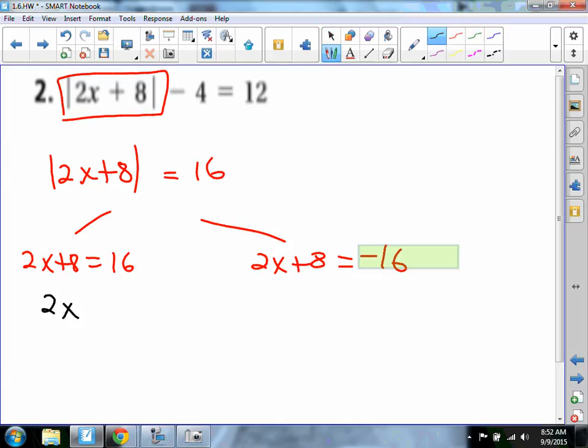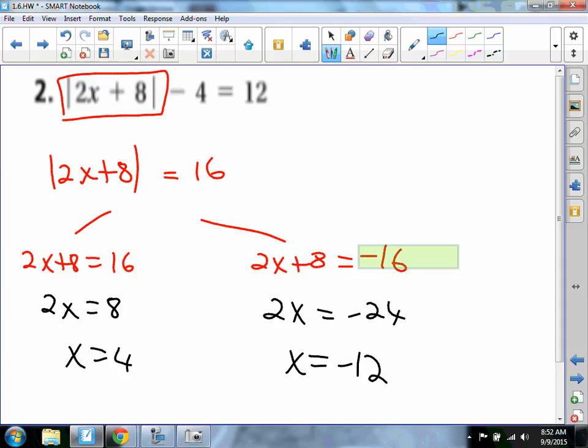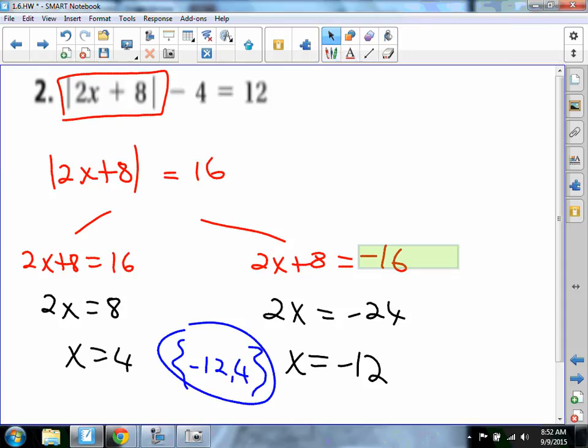So we get 2x is 8, and we get x is 4, and we get 2x is negative 24, and x is negative 12. So our solution set has a negative 12 in it and a 4 in it, and there we go. Both of those will check out if you check your work, and both of those are the solution. And I know what somebody's thinking. They're thinking, well, Mr. Minnick, that's sloppy. Yeah, it is.